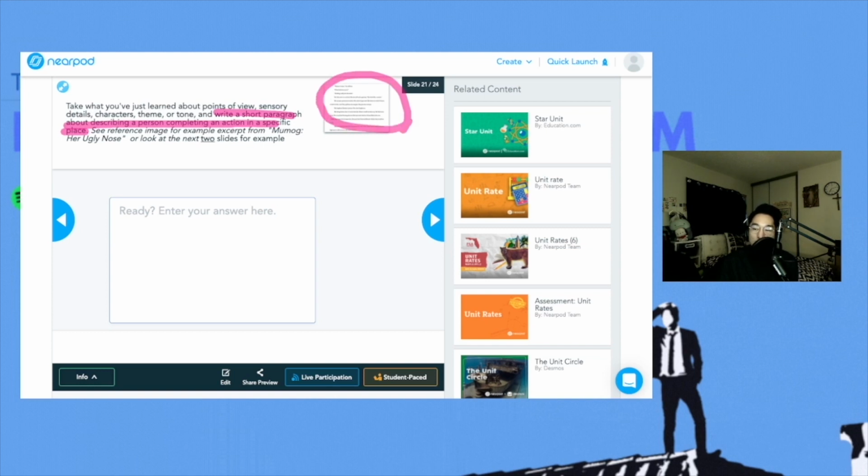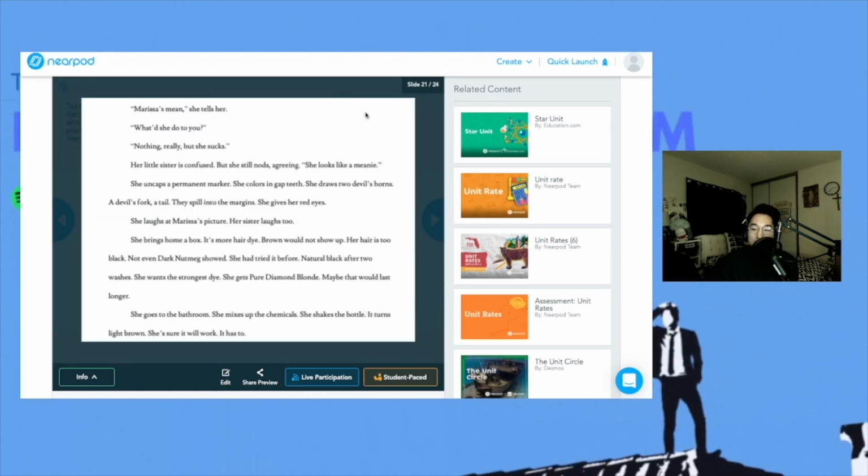It's an excerpt from one of the stories we'll read, Her Ugly Nose in Mumog. And so you just write your response in here. It doesn't have to be perfect. Just write a little something about maybe even you yourself completing a small task at home or the activity that you're doing right now. What are you doing right now? And describe that yourself. The example in here, you can take a look at it. It's just, again, a brief excerpt from the story, and it doesn't have to be structured this way. You can just write it in paragraph form.